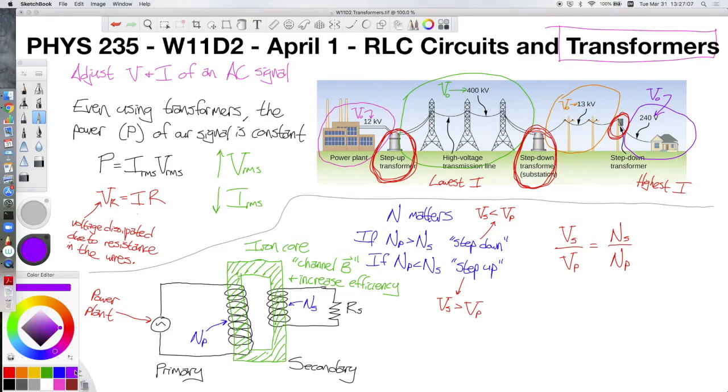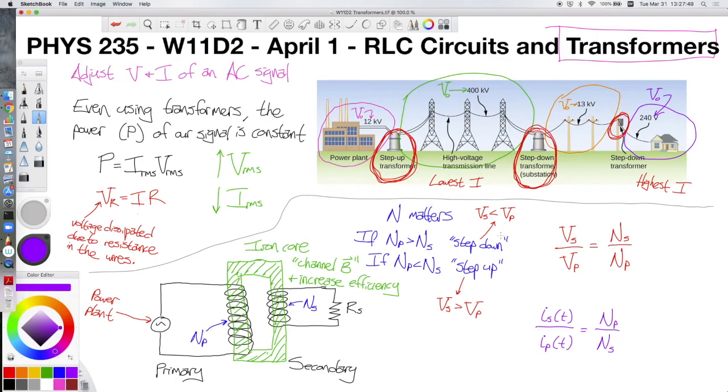Last but not least, we also have a formula involving the current in these circuits. So the current in the secondary circuit at any given point in time divided by the current in the primary circuit at any given point in time is equal to the number of turns in the primary coil divided by the number of turns in the secondary coil. Note that these fractions are kind of opposite from each other. With the voltage formula, secondary is on the top for both the voltage and the number of turns. For the current, it's opposite. The primary number of turns is on the top of the fraction for that side of the equation, but on the lower side of the fraction, the denominator for the current.